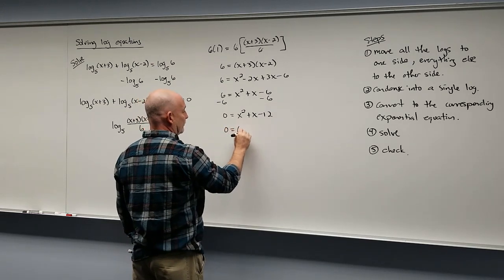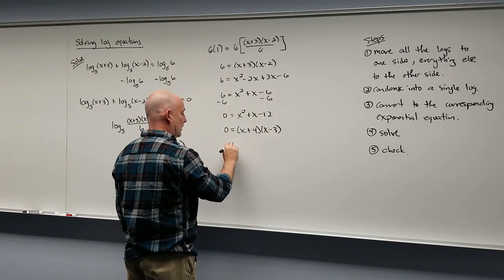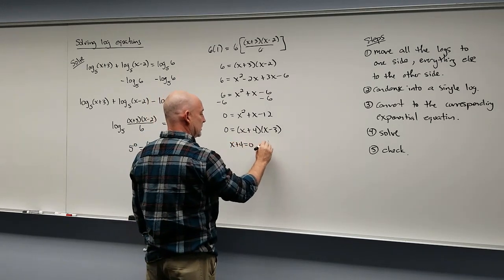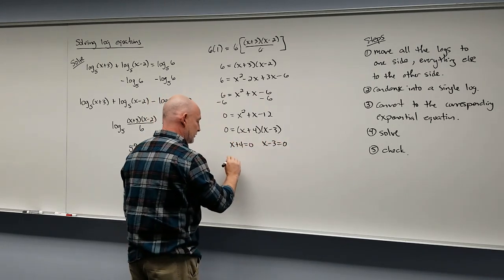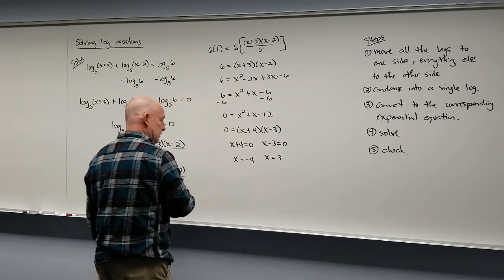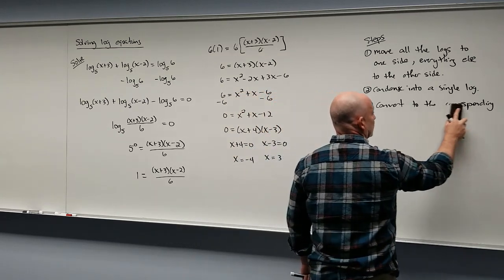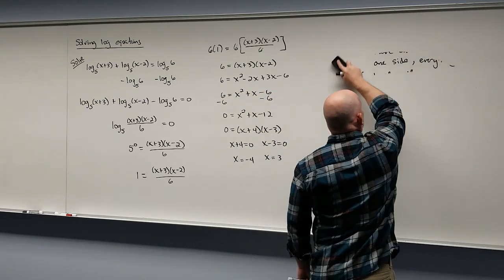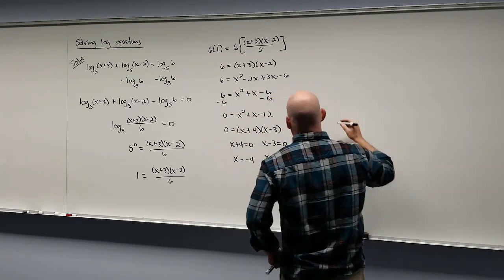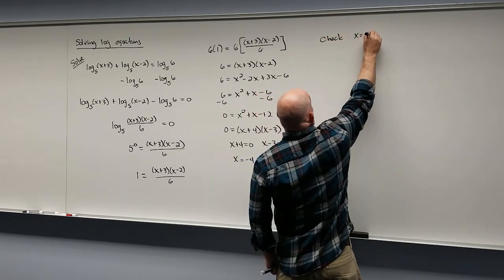Well, in this case, that factors to (x + 4)(x - 3). x + 4 is equal to 0, x - 3 is equal to 0. So we end up with two answers to check here. We get x is equal to 3. All right, get rid of our steps so we got a little bit more room to check here. Let's check x equals negative 4.